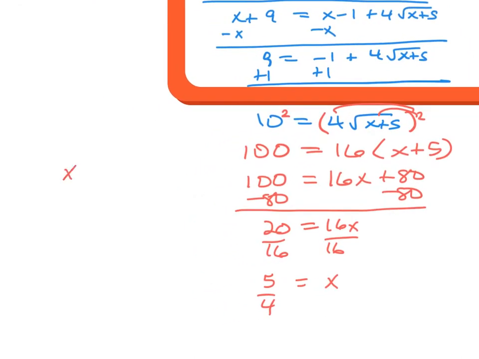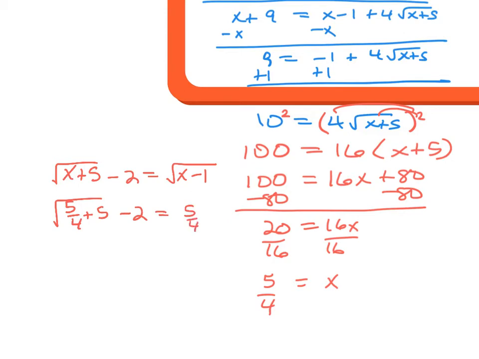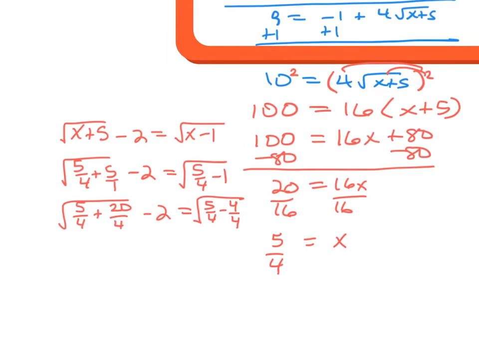So my original equation, the square root of x plus 5, that's under the radical, minus 2 equals the square root of x minus 1. 5 over 4 plus 5, minus 2, equals the square root of 5 over 4 minus 1. Need to find a common denominator. It's going to be a 4. So 5 over 4, times this by 4. Over here I'll change the 1 into 4 over 4. So now over here I get 25 over 4, minus 2. 5 over 4 minus 4 over 4 is 1/4.